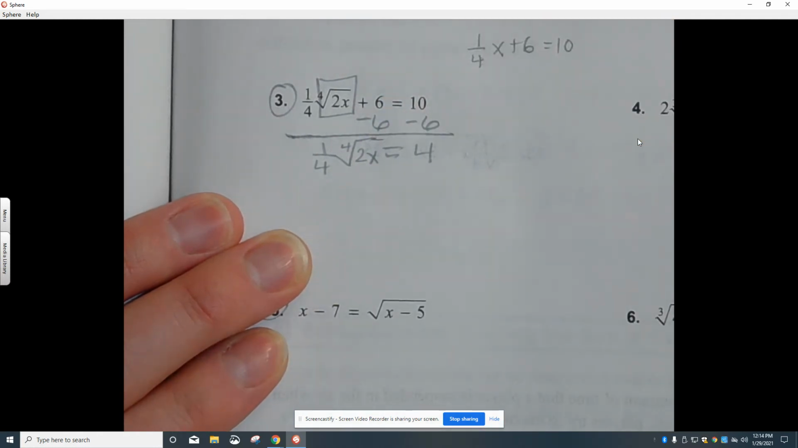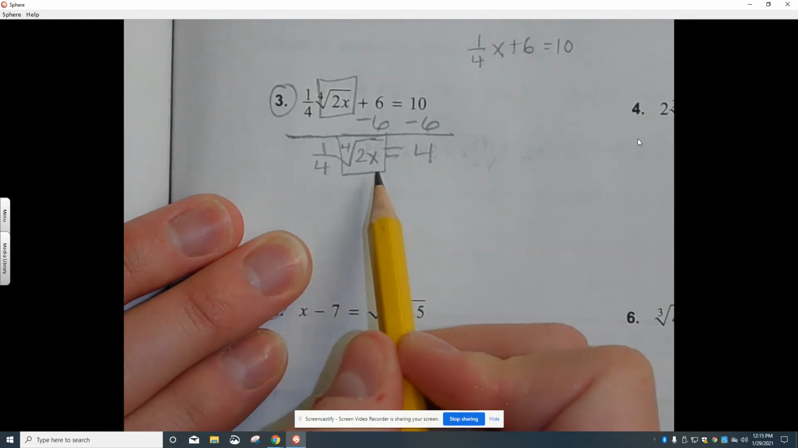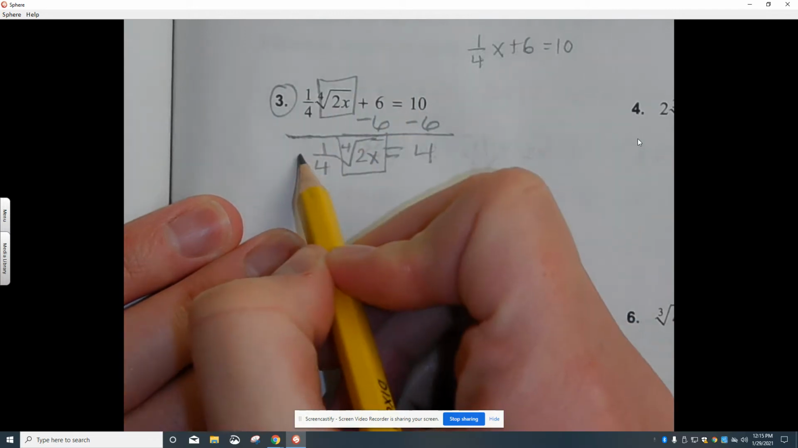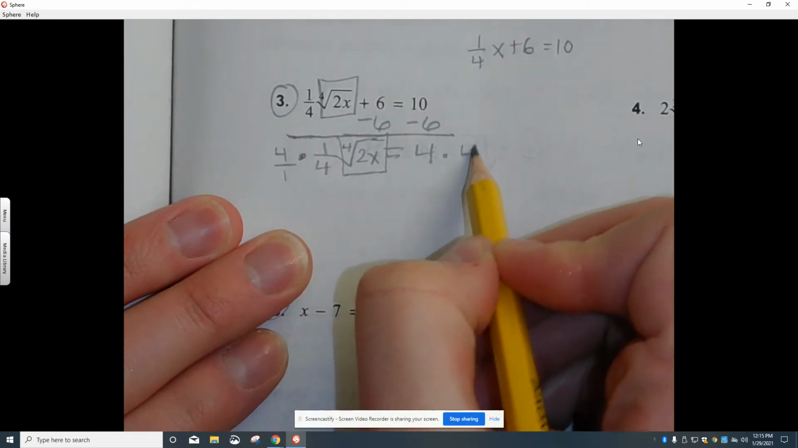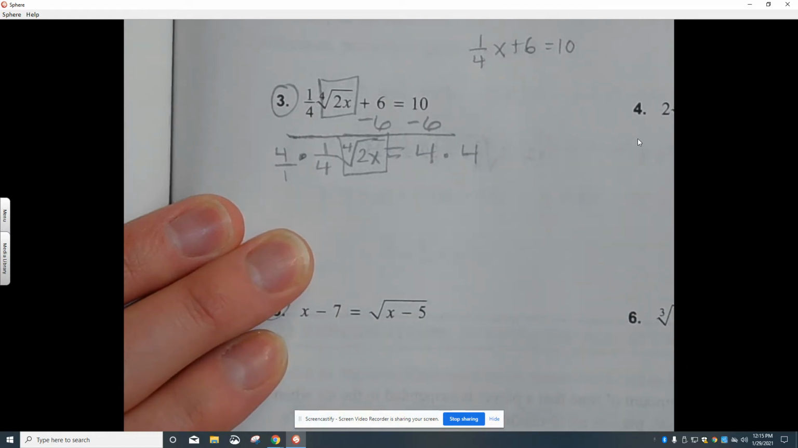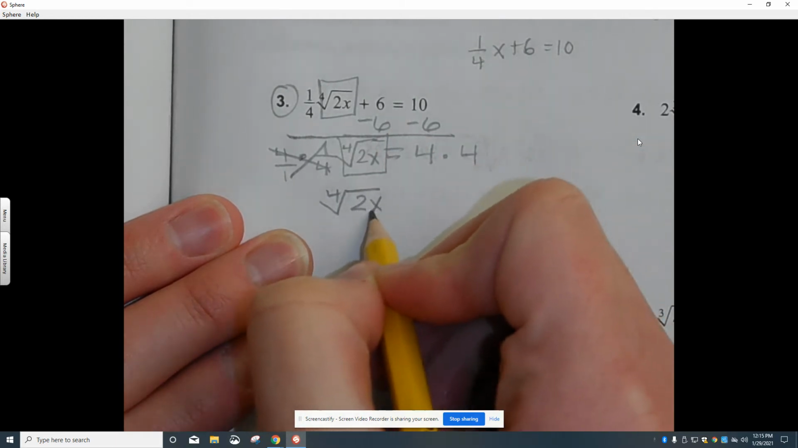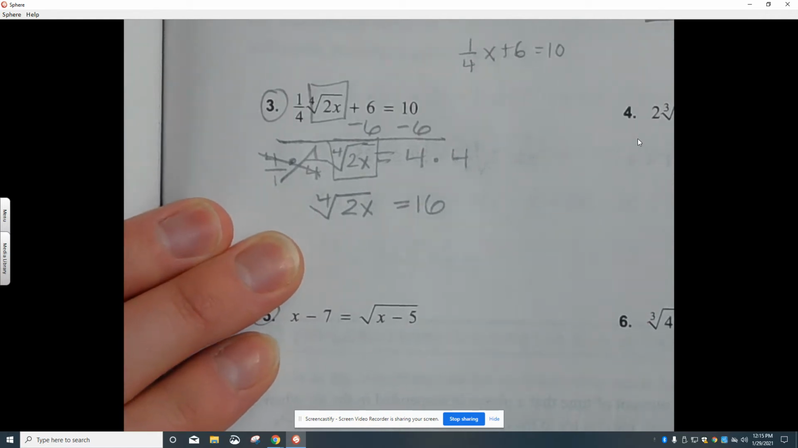So now we need to try to get the radical alone still, but we have 1/4 times this. So to get rid of the 1/4 times this, we have to multiply both sides by the reciprocal, or 4 over 1, or just 4. Once we do that, these are going to cross out, and we're going to end up with the 4th root of 2x equals 16. Now we're really close, but we're not quite there yet.